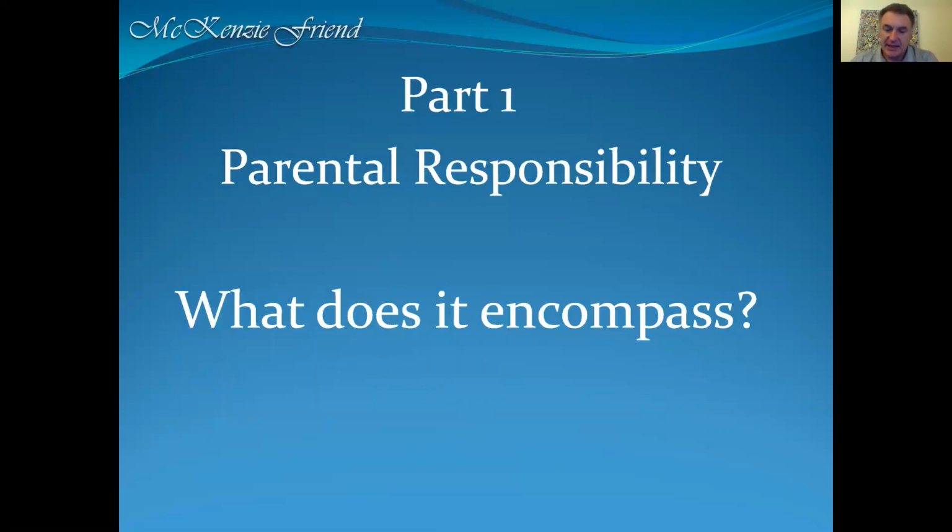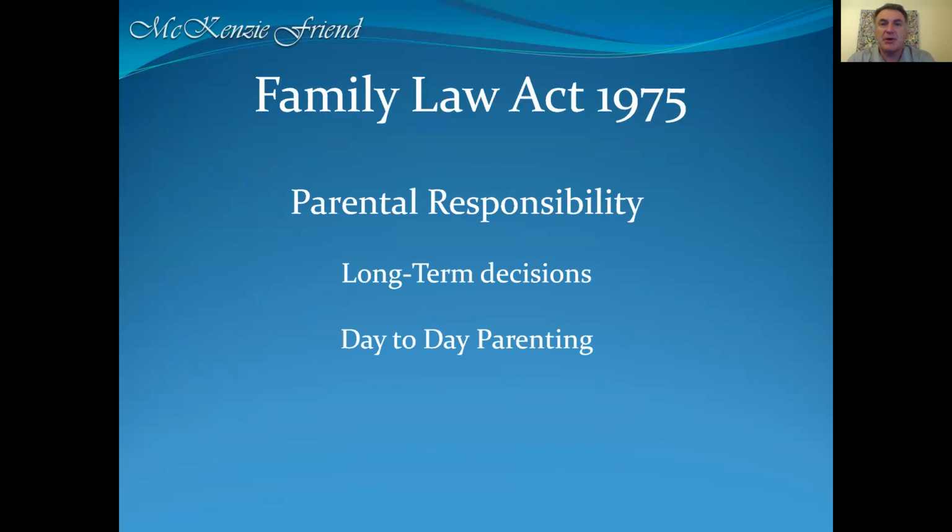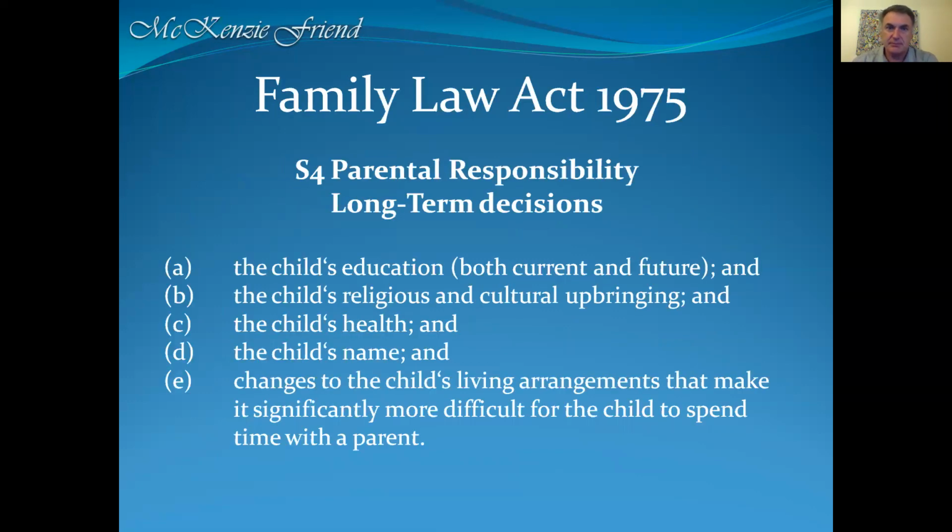Now, parental responsibility, what does it encompass? There are two types of parental responsibility. Firstly, there are long-term decisions and there's day-to-day parenting. When we generally talk about parental responsibility in family law, we usually talk about long-term decisions. Now, we can find what a long-term decision is under Section 4, the definitions under the Family Law Act, which details parental responsibility. This relates to the child's education, both current and future, the child's religious and cultural upbringing, the child's health, the child's name, and changes to the child's living arrangements that make it significantly more difficult for the child to spend time with a parent.